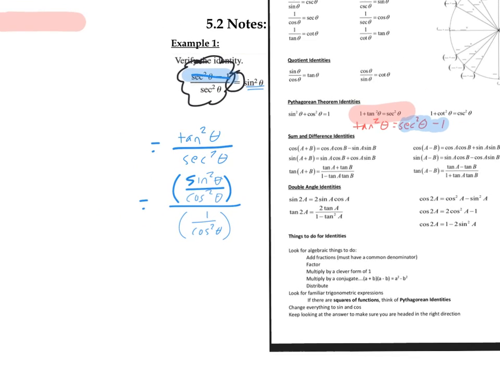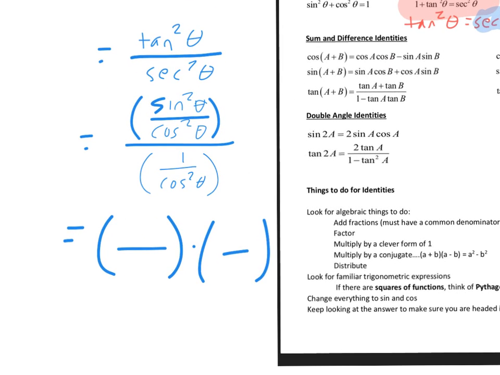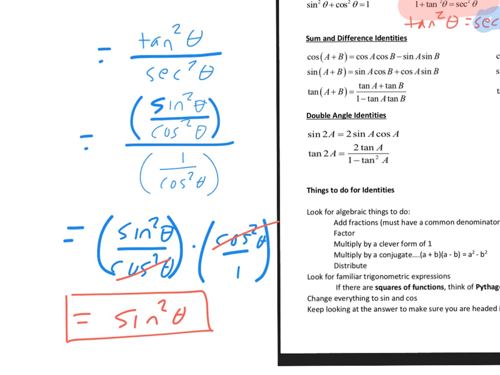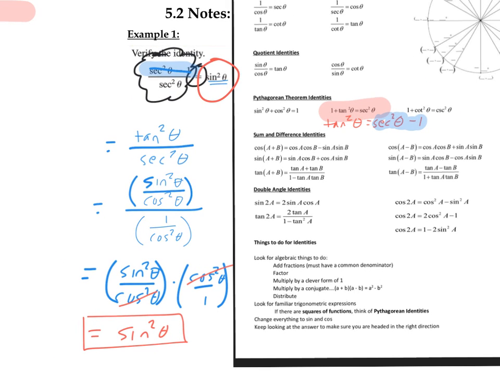And remember, when we divide fractions, we can do that by multiplying by the reciprocal of the second fraction. So it's going to be a fraction times a fraction. The first fraction is your numerator. That stays the same. My second fraction is going to be the reciprocal of 1 over cosine squared, so it's cosine squared theta over 1. And now, because everything's multiplied, I can cross cancel. And that leaves me with sine squared theta over 1, or just sine squared theta, which is what we were trying to prove or verify in the beginning.